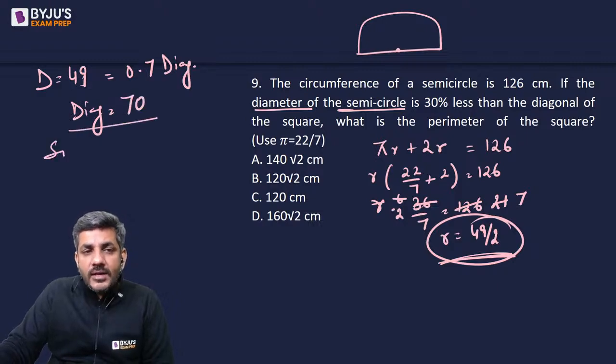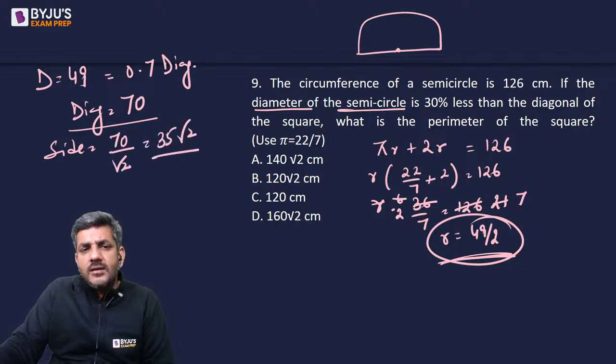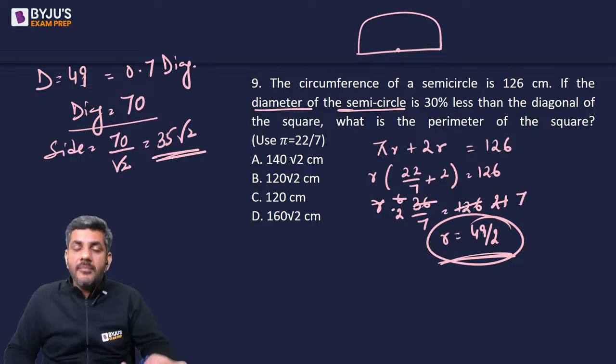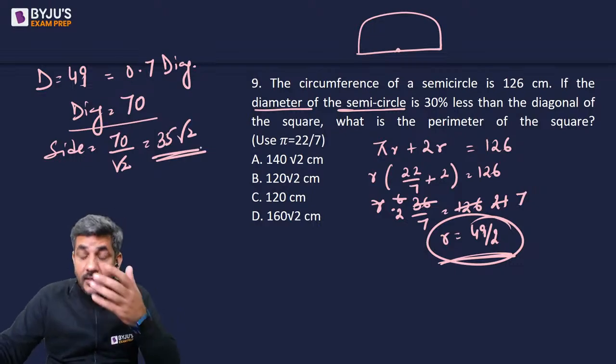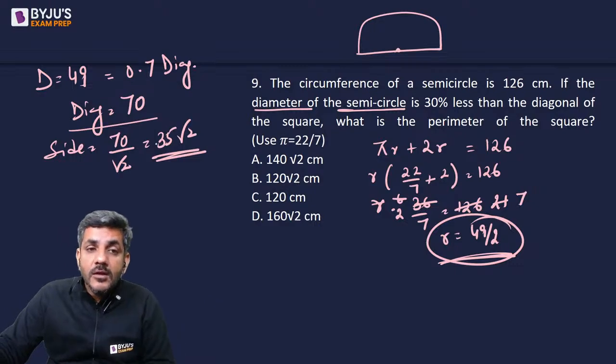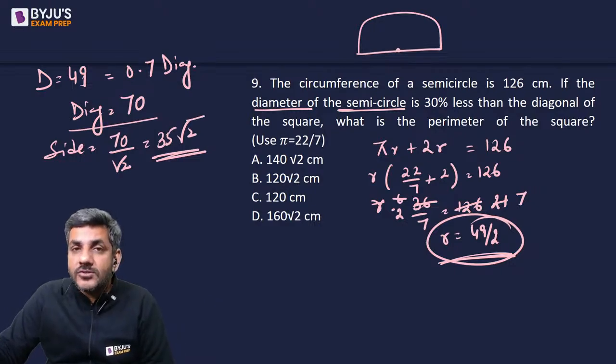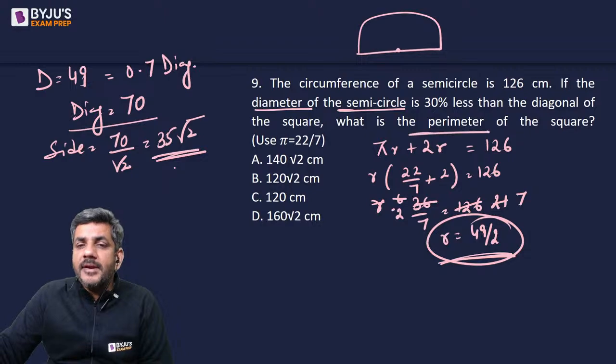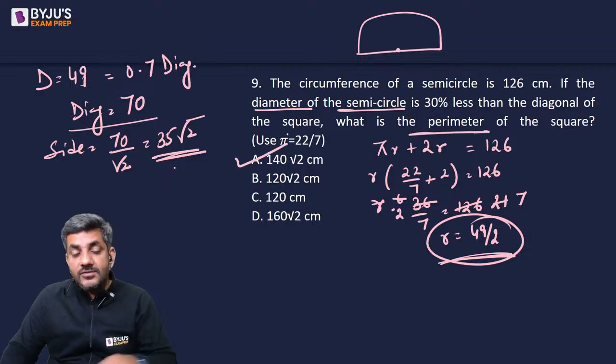If diagonal of the square is 70, the side of the square would be 70 divided by root 2. ये सीधा सीधा रूल होता है, ठीक है? Diagonal is side times root 2. Sorry, side is diagonal divided by root 2. So I have 35 root 2 as the side of the square. 35 root 2 side है, तो perimeter पूछ रहा है, 4 गुना कर दोगे. The answer is 140 root 2.